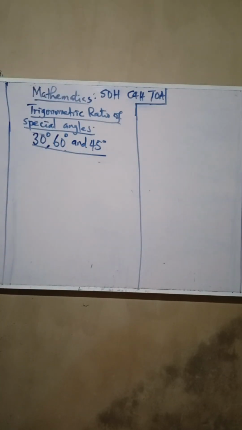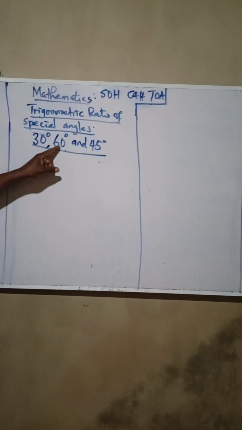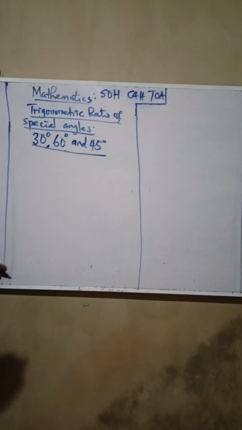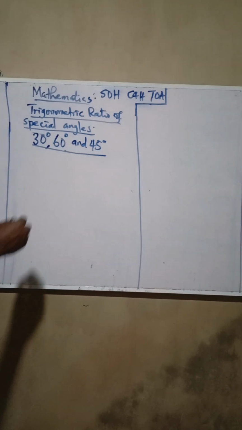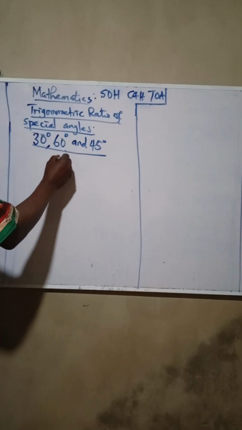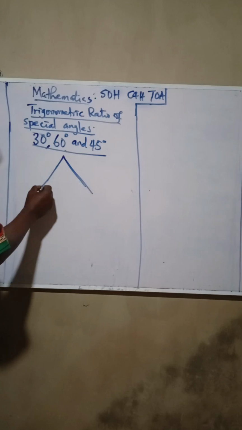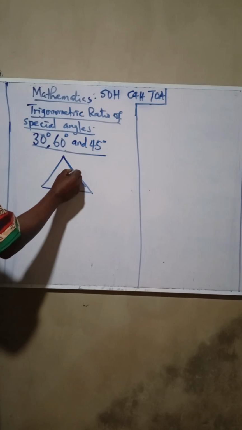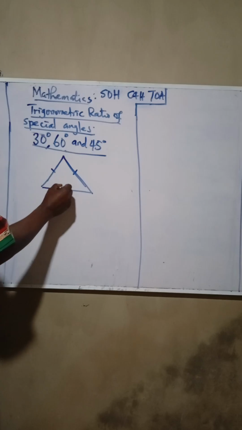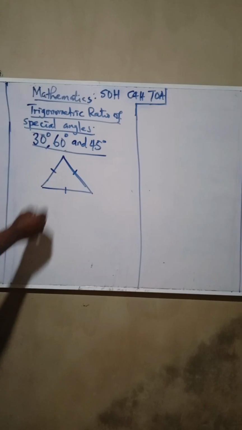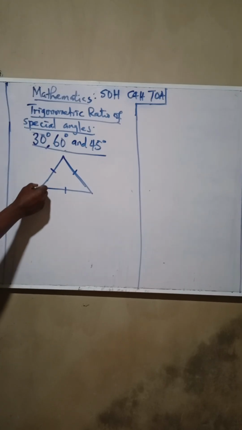So let's start. For the first two angles, that is angle 30 and angle 60, what we use to get that is an equilateral triangle. Equilateral triangle is a triangle whose three sides are equal. That is, this side is equal to this side is equal to this side. Meaning that if all the sides are equal, it means all the angles will also be equal.